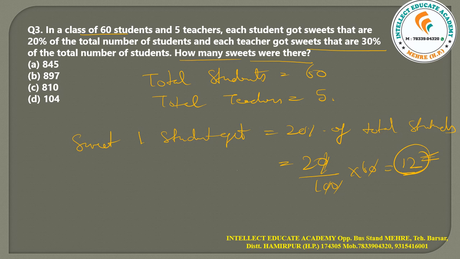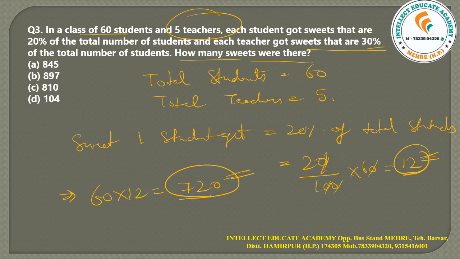So there are 60 students. How many sweets will there be for students? 60 into 12. It comes out to be 720, right? So how many sweets are distributed to all the students? That is equal to 720. This is the first part. Now the sweets that are distributed to teachers.